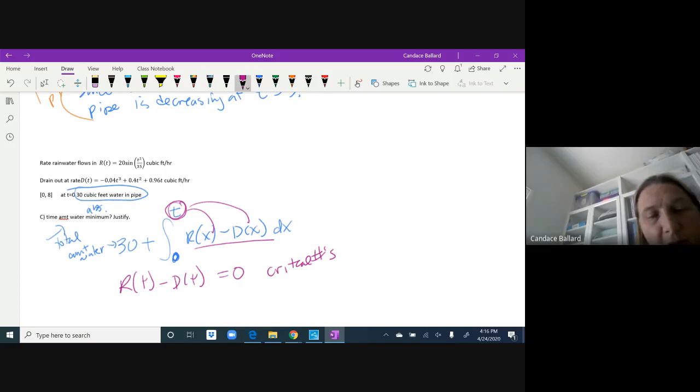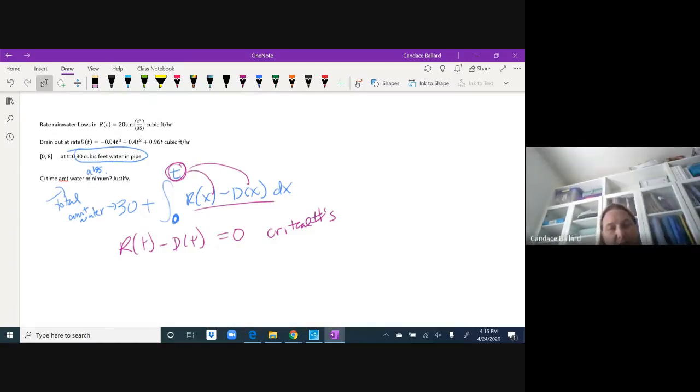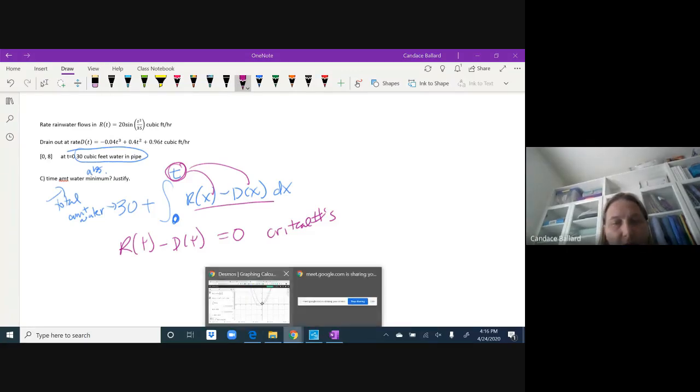Because if I'm going to do a max or a min, I have to have my critical numbers. So I need to know where R of T equals and minus D of T equals 0. So again, I have these really complicated functions. If I had something simpler, I could look at a chart or a graph, but I'm going to go into my calculator.